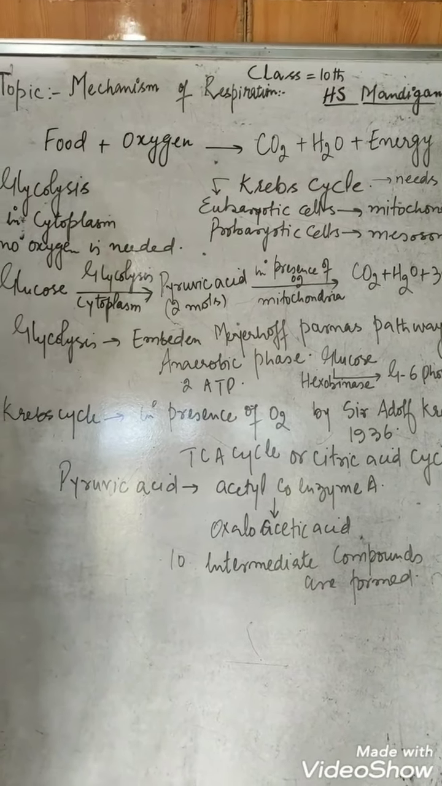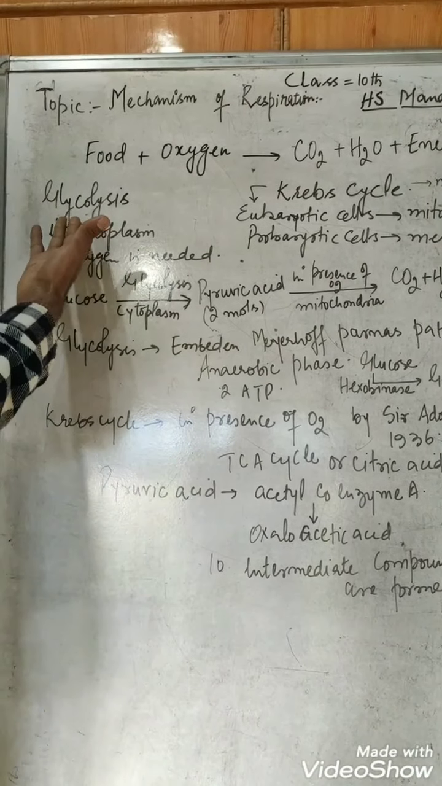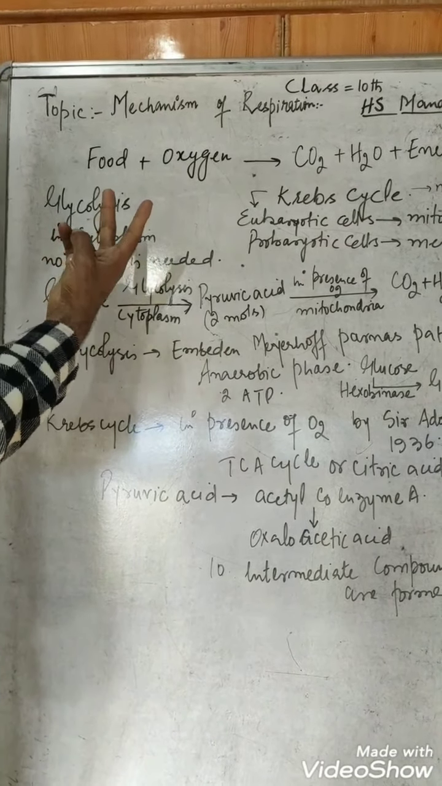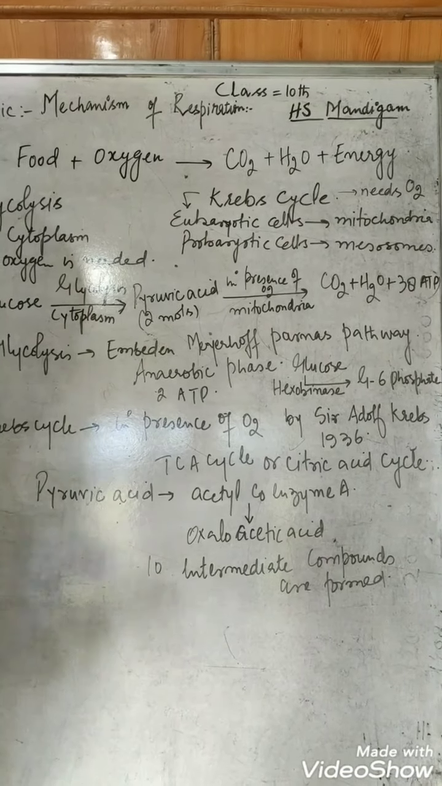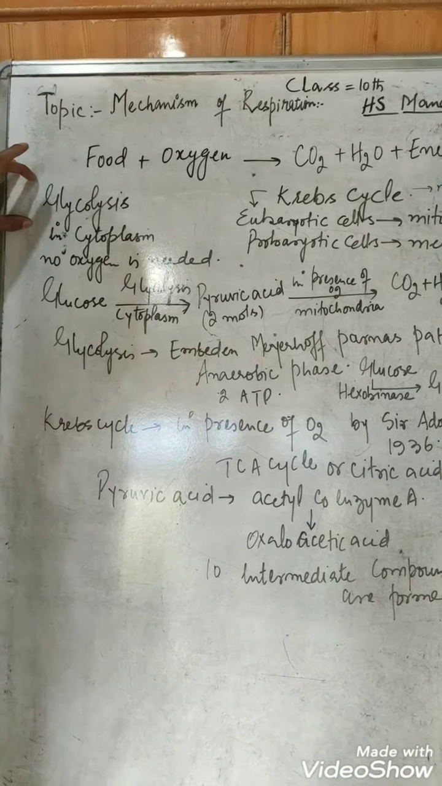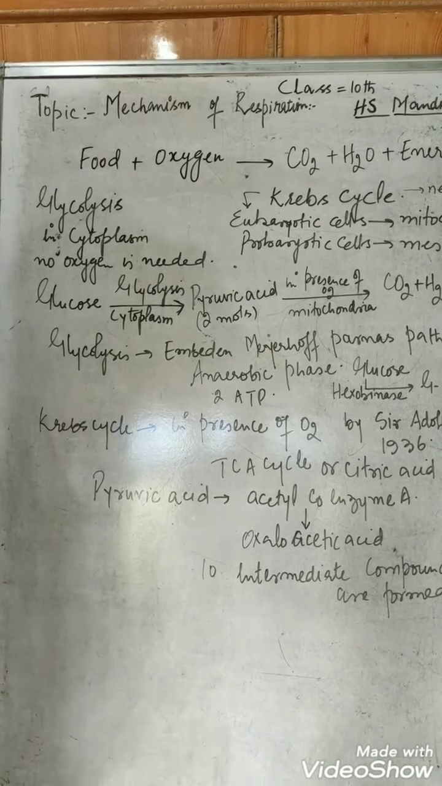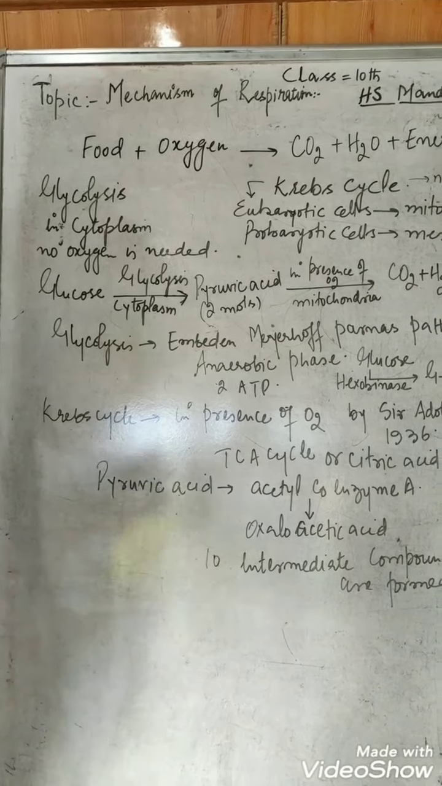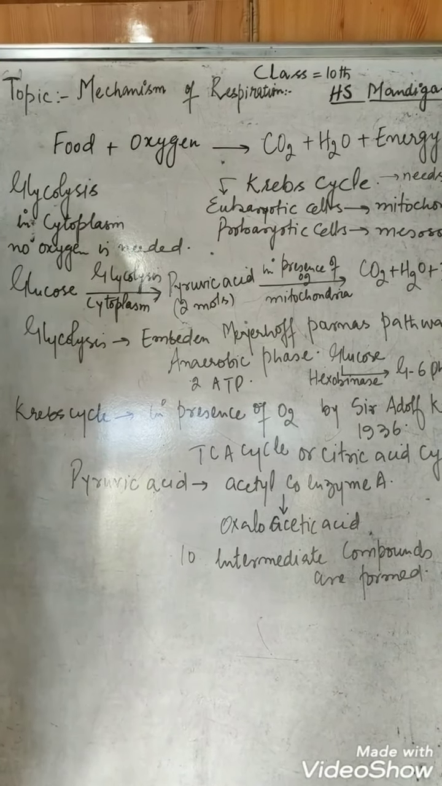Now, this is not as simple as it sounds. It is a very complex process which takes place with the help of two processes called glycolysis and Krebs cycle. Glycolysis is that part of the respiration which does not need oxygen. It does not need oxygen, so it is the anaerobic phase of respiration. It takes place in the cytoplasm of the cells.